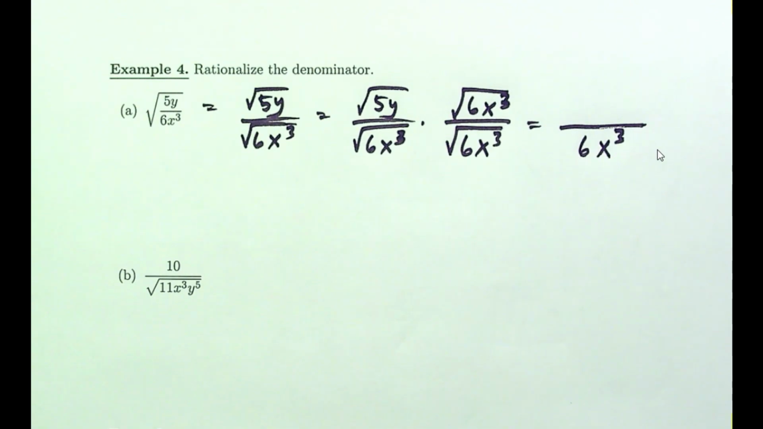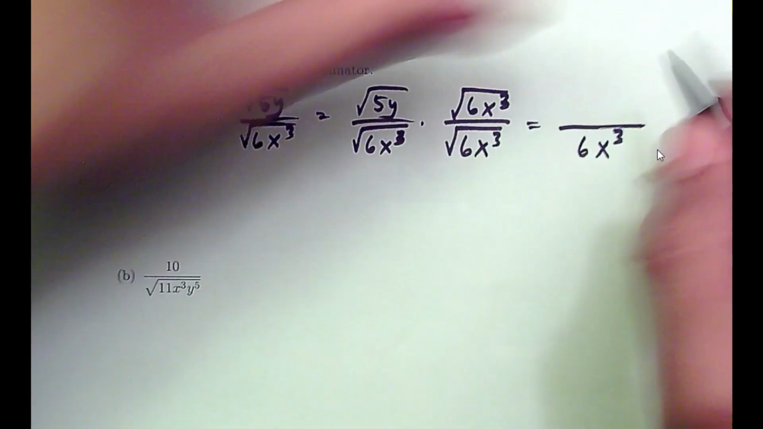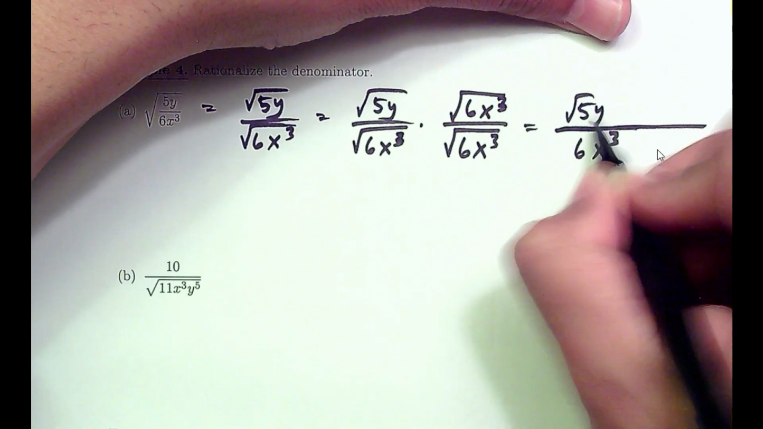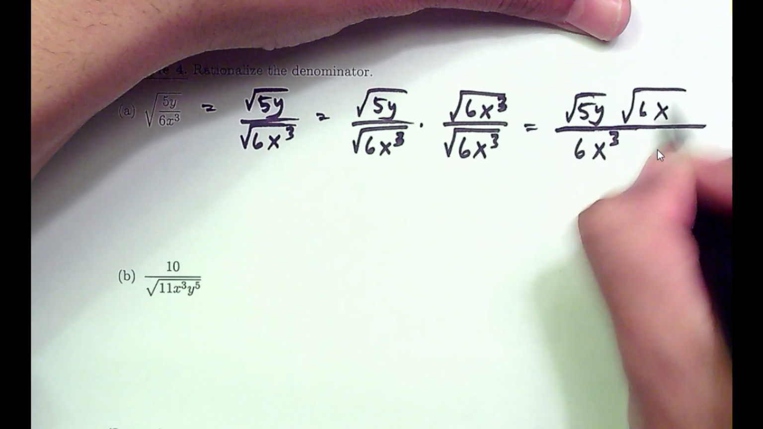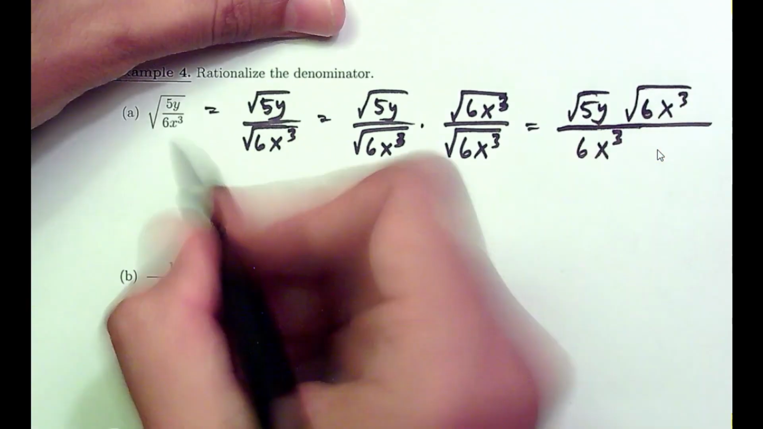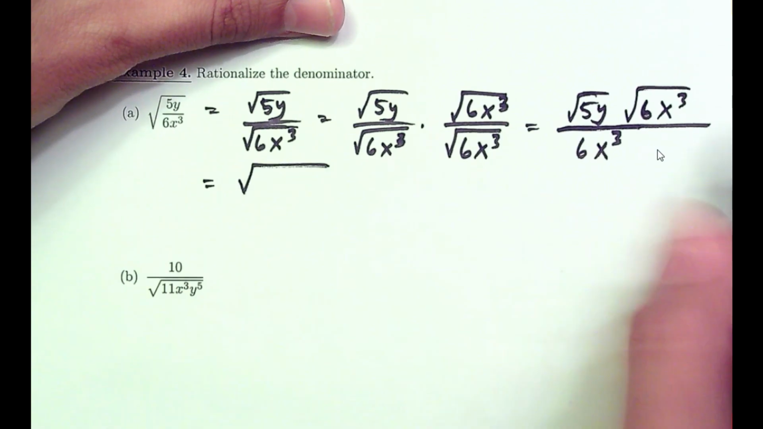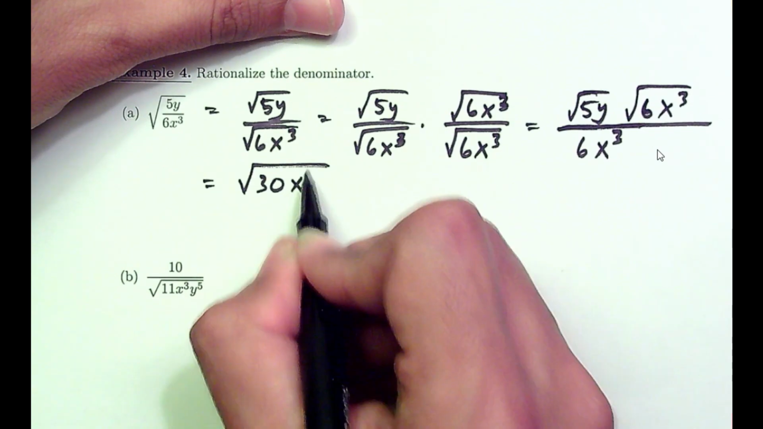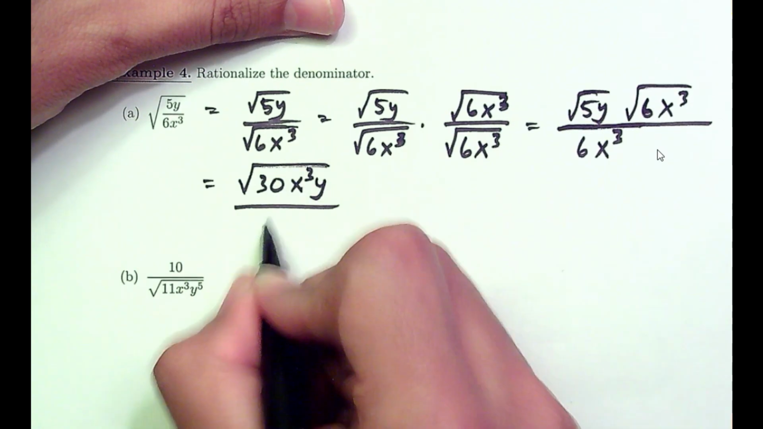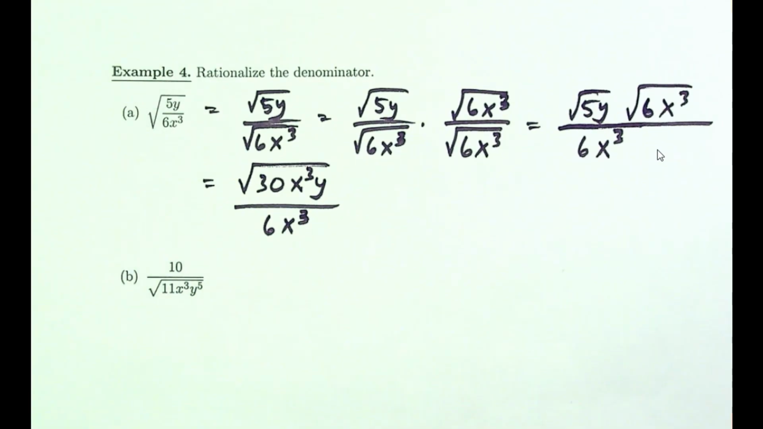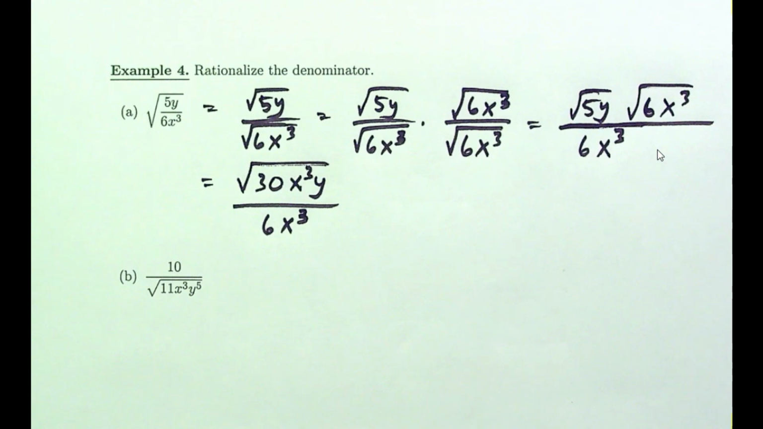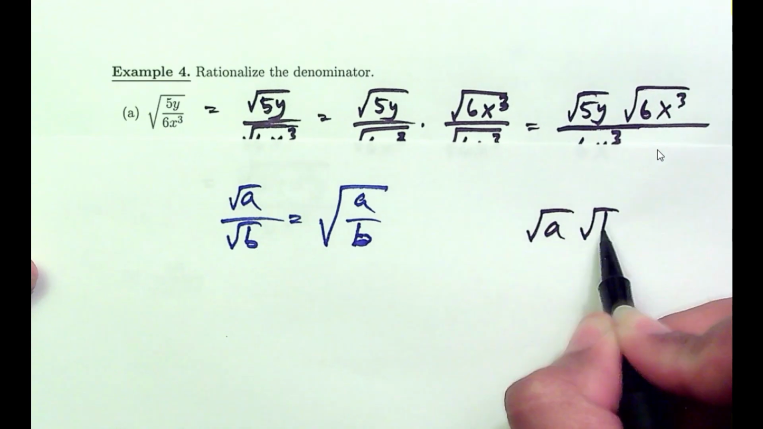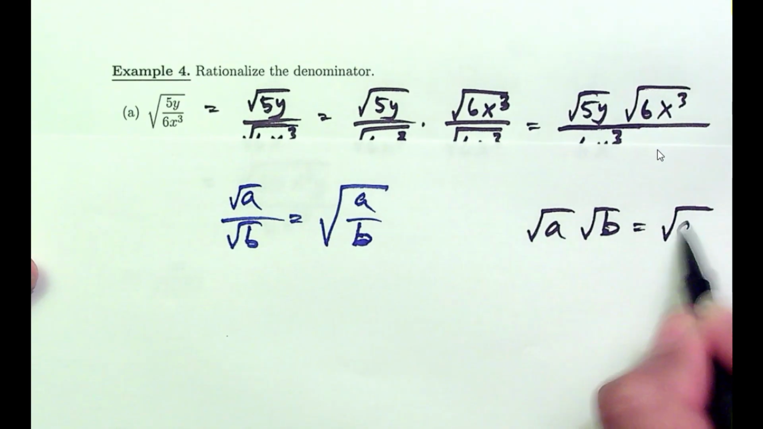Okay, but by multiplying across, you can combine those square roots. So I'm going to combine them in the next step. Multiply across, and then you can combine the square roots into a single square root. So the inside will be 30, because 5 times 6 is 30, x cubed y over 6x cubed. So I combine both square roots into a single one. And that is in this property that says the square root of a times the square root of b is the square root of ab.